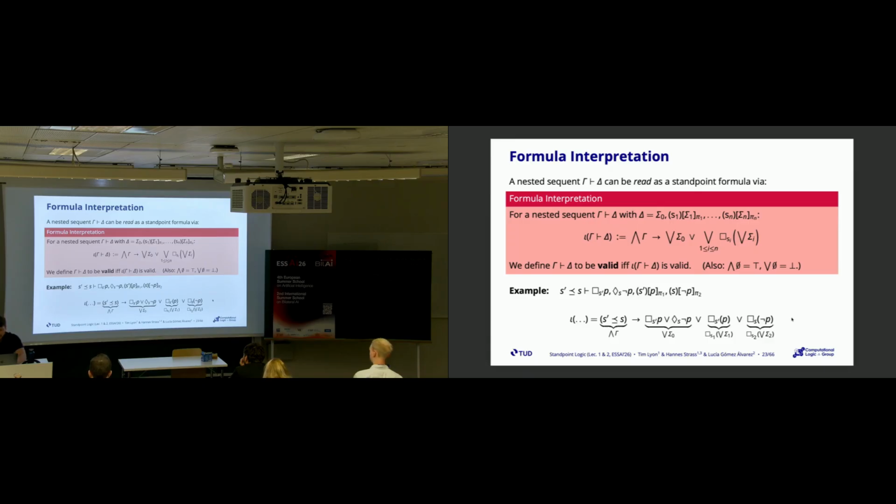And if you'd like to read up a little bit more on this before the next lecture, which will continue talking about the proof theory of standpoint logic, there is a paper on the course webpage that explains all of this stuff.